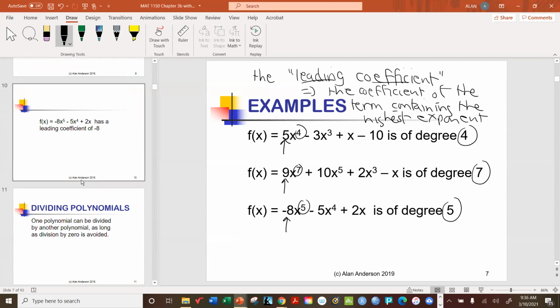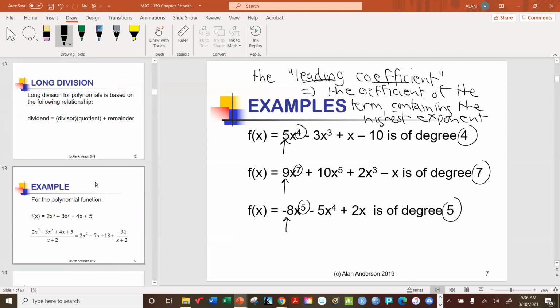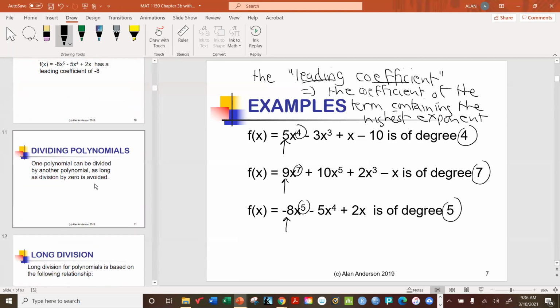Now, what's coming up next is a bit of a challenge. You might remember how to do this, or you might not. We'll go through this and we'll practice like crazy, but you can sometimes divide polynomials by each other, but it can be a bit of a mess.